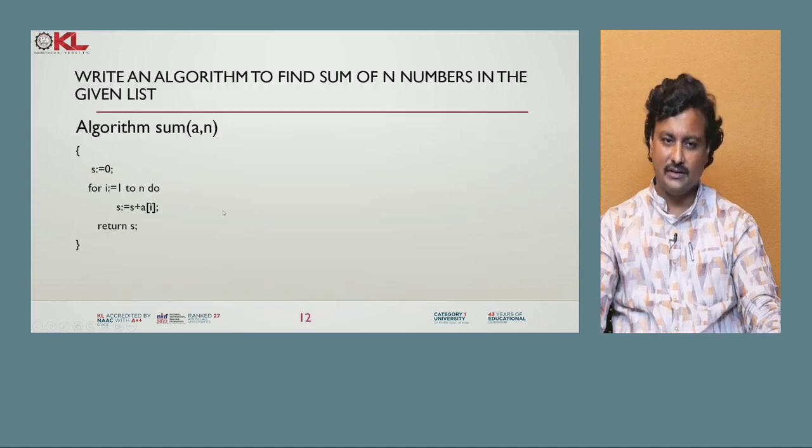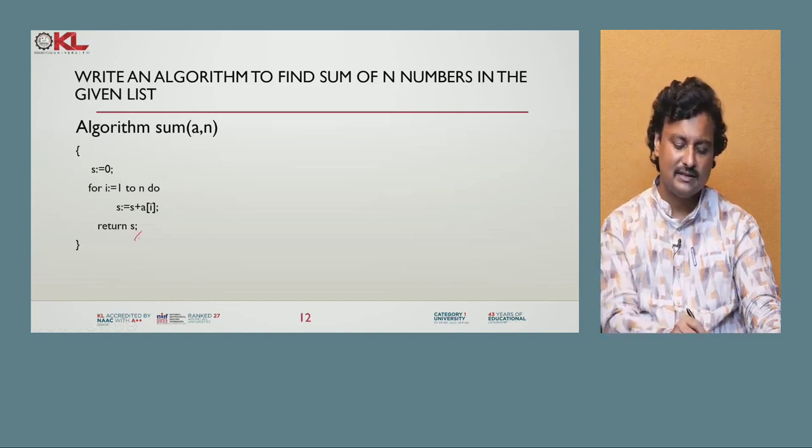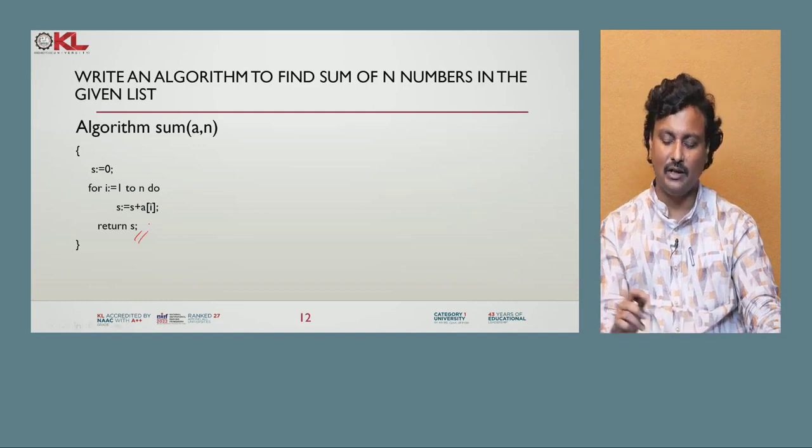So this is a sample algorithm which is available here, algorithm sum A comma n. You can represent A as either capital or small. S is equal to 0. Initially the sum value is 0 and the loop is iterating from 1 to n. Do what it has to do? It has to increment the value i, and each value has to be added to variable s. And finally what are we returning? We are returning s, which is the sum value, to the algorithm.